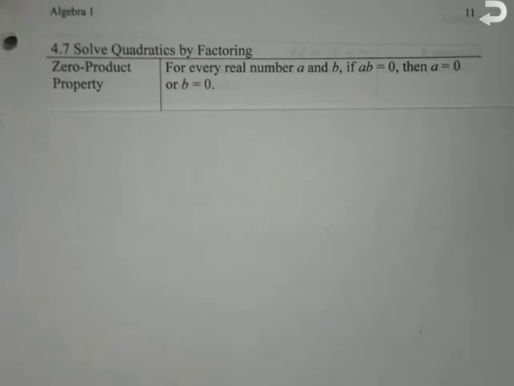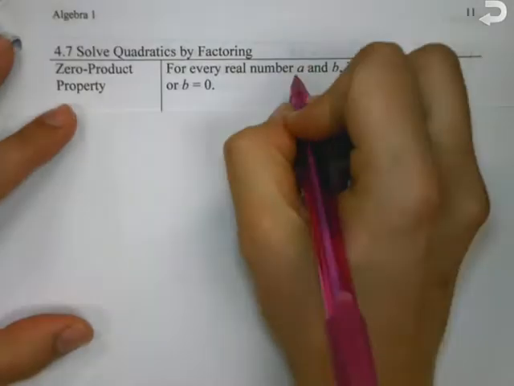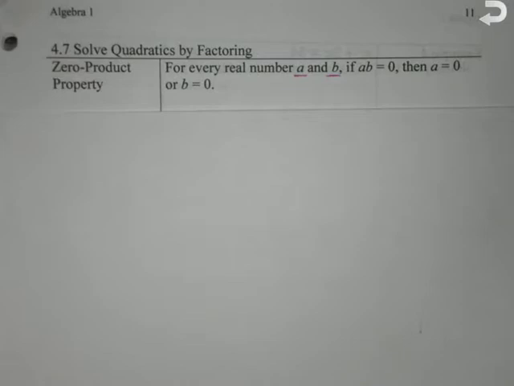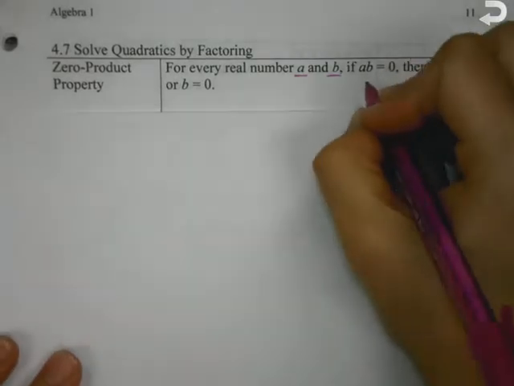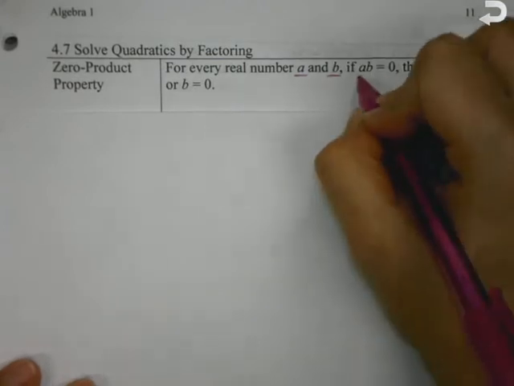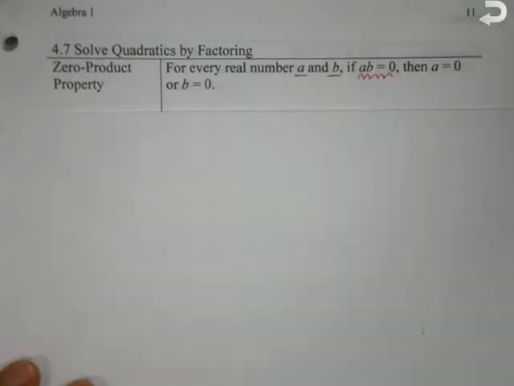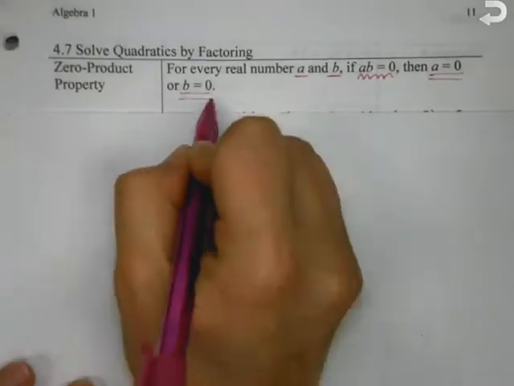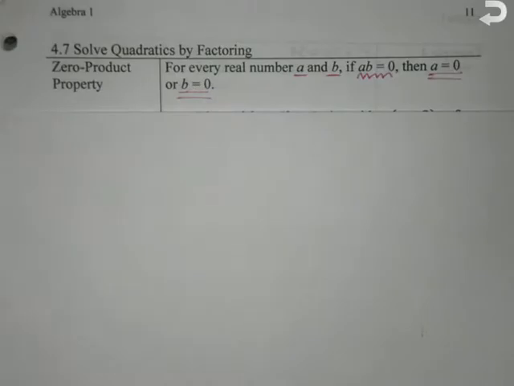It says, for every real number a and b, so a and b are actually going to be numbers. You started learning it last year. If a times b equals 0, then either a equals 0 or b equals 0. So write it all down in the mathematical terms first, and then we'll look at what it means in terms of numbers. Alright guys, let's think about it.